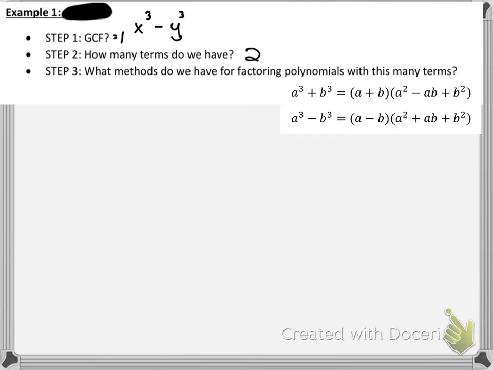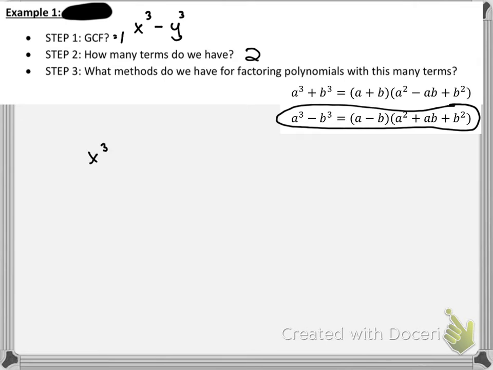Hopefully we can all agree here that x cubed is a perfect cube, y cubed is a perfect cube, so we have a difference of cubes. Since we have a difference of cubes, we are going to be using this equation to factor it. This is a formula that you have to memorize. It is not going to be given to you.